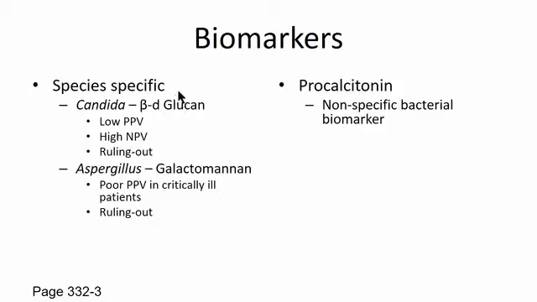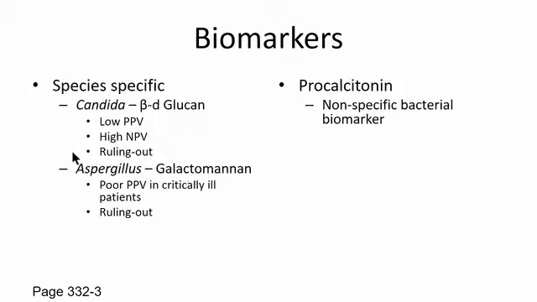So for the ICU, I would say it's more served as a ruling out as opposed to ruling in. So if your beta-D-glucan is negative, it's more likely that you don't have a fungal infection. Whereas if it's positive, we don't really know how to interpret it. And I would say the same thing for galactomannan.